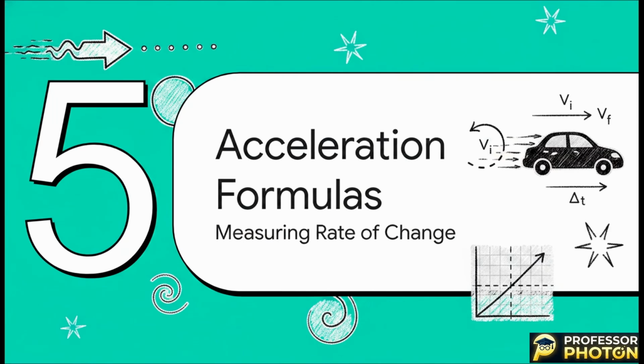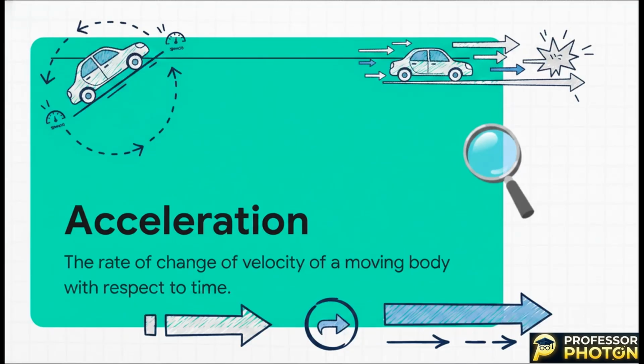Section 5, acceleration and motion formulas. Acceleration is really just how quickly your velocity is changing. And remember, because it's based on velocity, acceleration is a vector quantity. This means a change in direction or a change in speed both count as acceleration. Think about it. If you're driving in a perfect circle at a steady 30 miles per hour, your speed isn't changing, but because your direction is constantly changing, you are actually constantly accelerating.